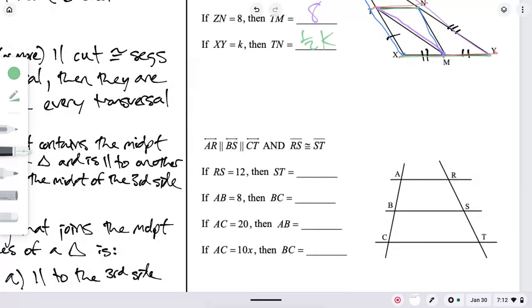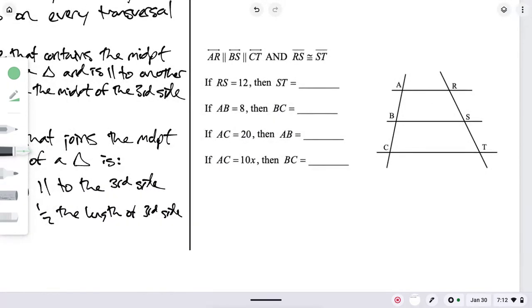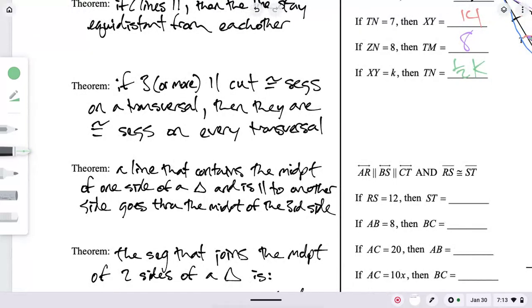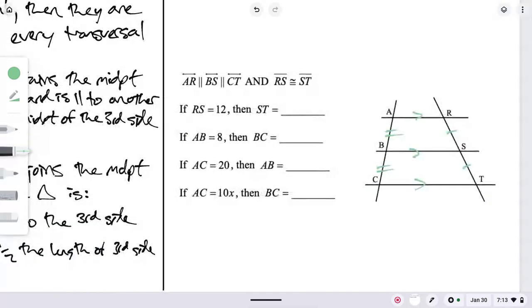That simple. So when I look at the next figure here, AR is parallel to BS is parallel to CT. So all of these are parallel lines. RS is congruent to ST. So if I know those two segments are congruent, then these opposite segments would also be congruent, because this is talking again about the if three or more parallel lines cut congruent segments on a transversal, then they are congruent segments on every transversal.